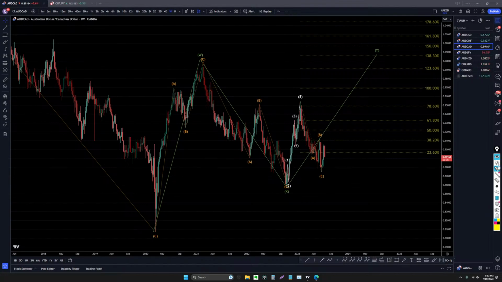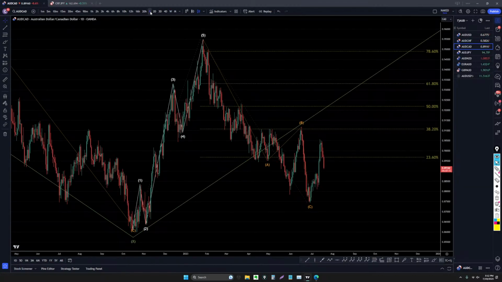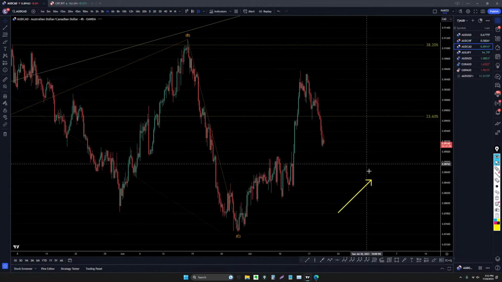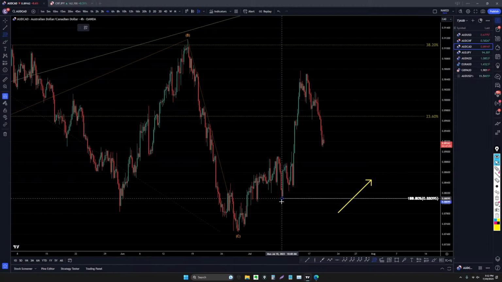But boy, it doesn't want to do that, does it? And honestly, it could go down. Maybe that's just a correction, just kind of like the Aussie. Throw some Fibonacci on there, see if that tells us anything.